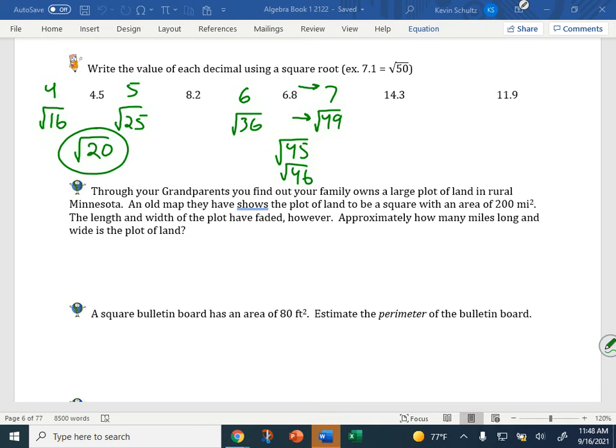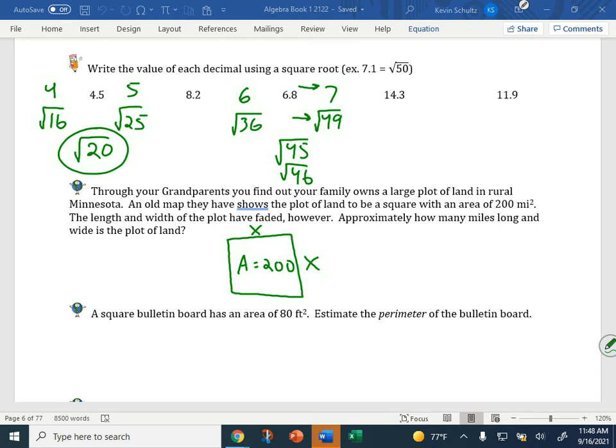Then a few word problems for you. Through your grandparents, you find out your family owns a large plot of land in rural Minnesota. An old map they have shows the plot to be a square with an area of 200 square miles. The length and width of the plot have faded. Approximately how many miles long and wide is the plot of land? So you've got this square, and you know the area is 200, and you're looking to find the length and the width, or the base and the height, of this square.